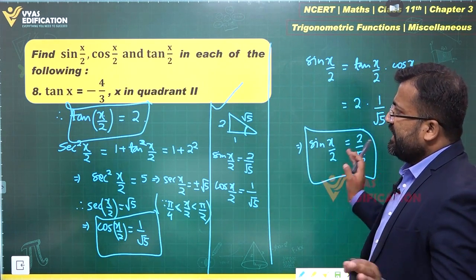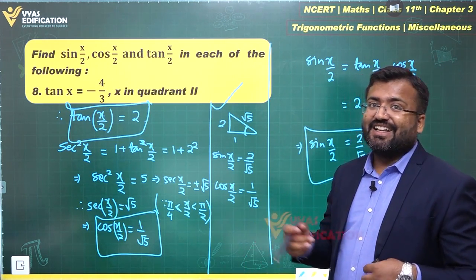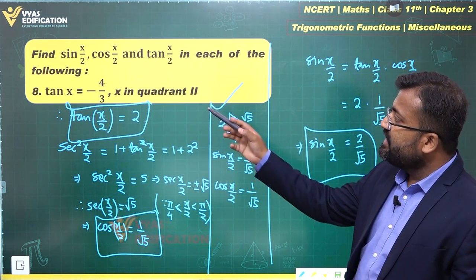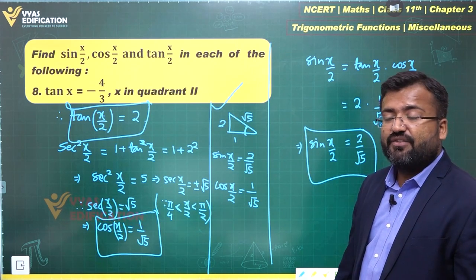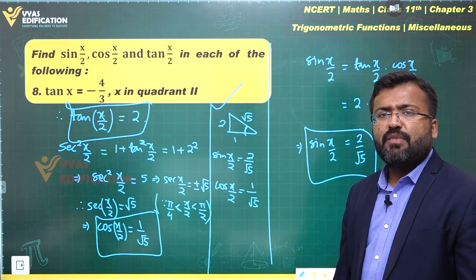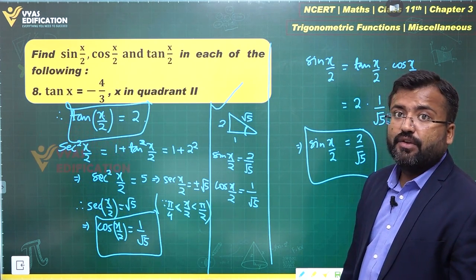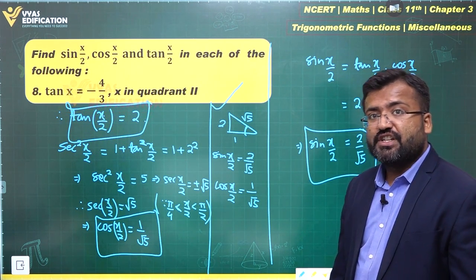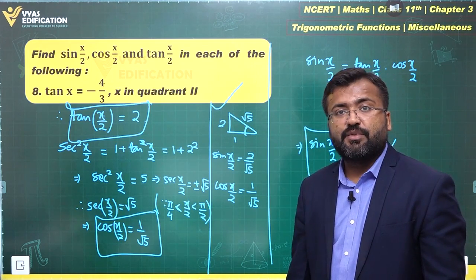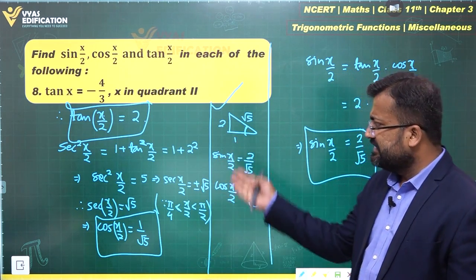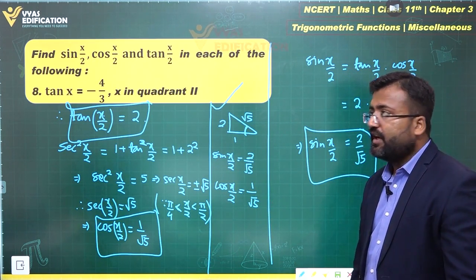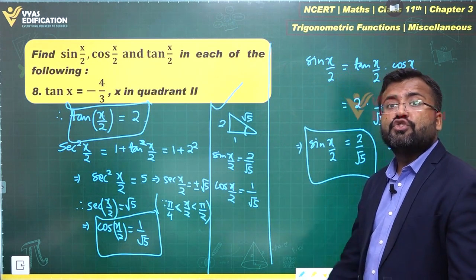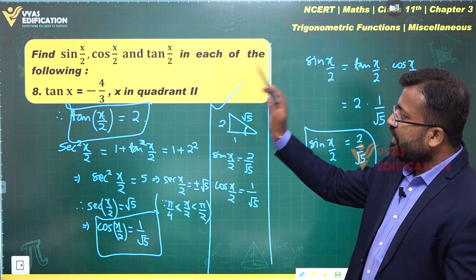This is a complete solution that's done, but we could have started in another way. Maybe somebody would like to start differently: instead of beginning with tan x and finding tan x by 2 first, we may want to convert this tan x in terms of cos x first, and then apply the cos x by 2 formula and maybe get the same result using a different approach, right? We'll see in another question maybe the approach using cos 2 theta, but for now this is sufficient.